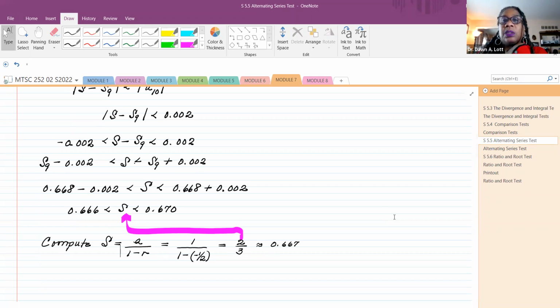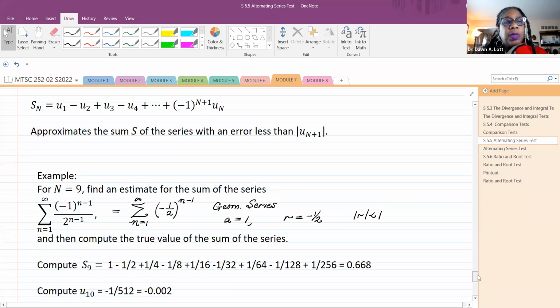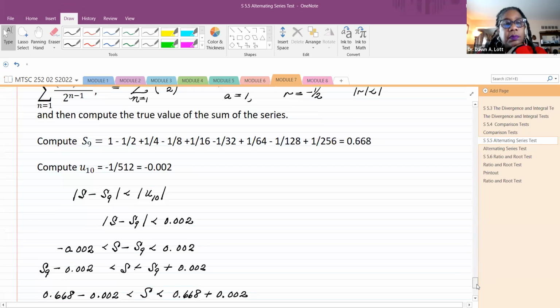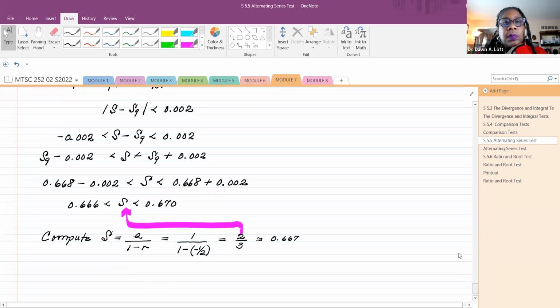Okay, any questions about this, the alternating series test, the test for absolute convergence, the test for conditional convergence, or the alternating series estimation theorem? Alrighty, that is the end of that section.